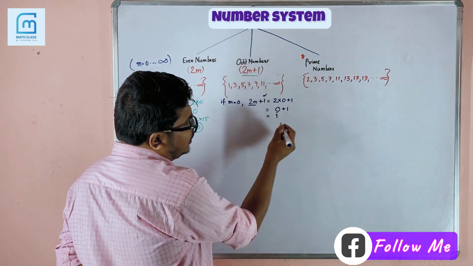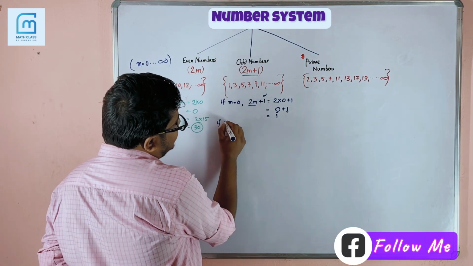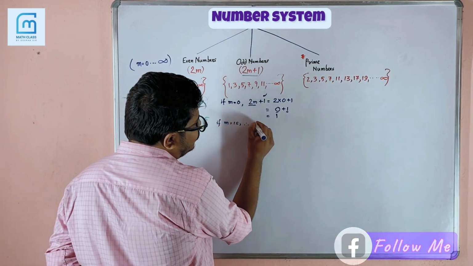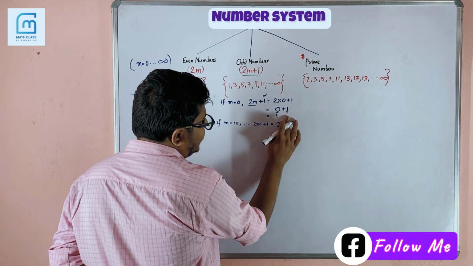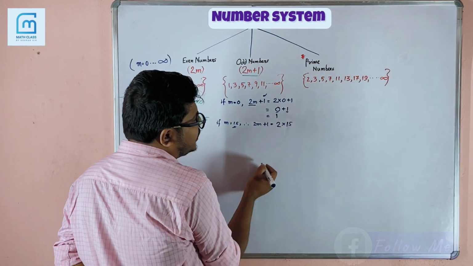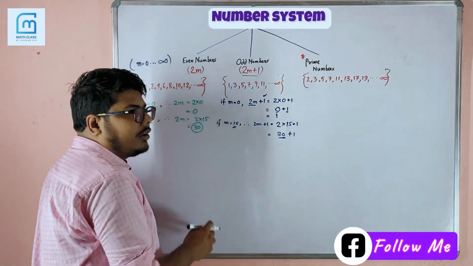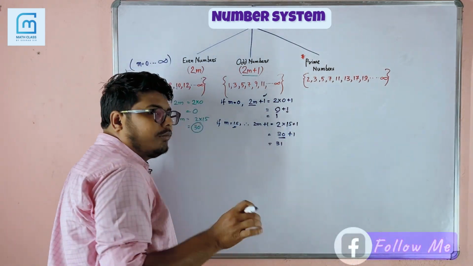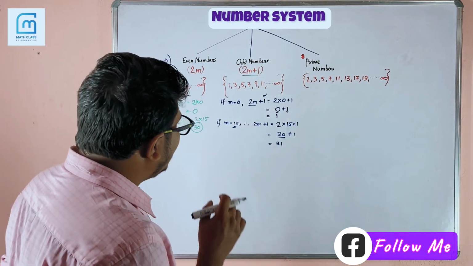So if we add 1, then the answer will be an odd number. Let's take an example, m equal to 15, which we have already done here. So 2m plus 1 will be 2 into 15 plus 1, so it will be 30 plus 1. Just think that every even number, if added by 1, becomes an odd number. If we add 1 to any even number, the answer will be an odd number.